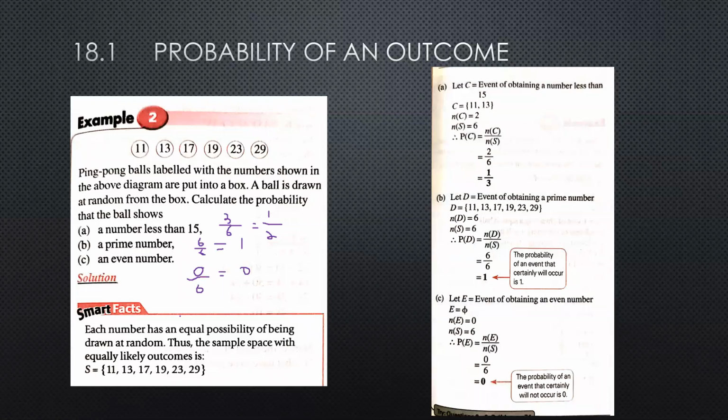Okay, let's check our answer. Number less than 15. Oh, I'm wrong here, sorry. I counted 17 as less than 15. It's actually 2 out of 6. So 1/3. Obtaining a prime number, all are prime numbers. So 6/6 is 1. So it means that this event will certainly occur. How about even number? Even number is 0. So 0/6, so it's 0. So it certainly will not occur.